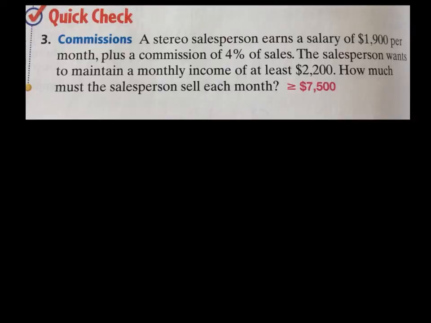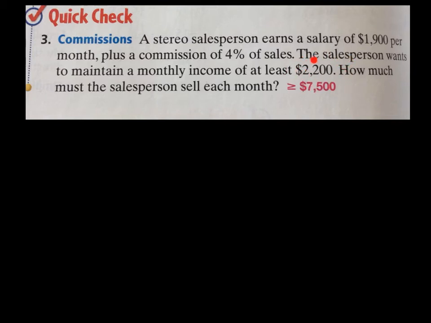Alrighty, so the answer to your story problem that you were to have worked in ClassKick. A stereo salesperson earns a salary of $1,900 per month, plus a commission of 4% of sales. The salesperson wants to maintain a monthly income of at least $2,200. How much must the salesperson sell each month? So a couple things to think about. This person wants to make at least. That means this or more, right?